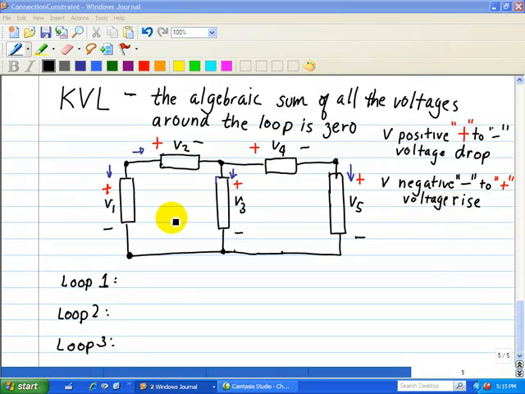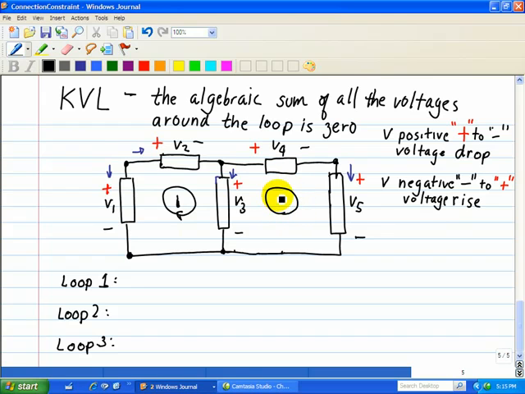Here is loop 1, I'm going to label it right here, and we're going to go through V1, V2, and V3. For loop 2, we're going to go through V3, V4, and V5. And then we have another loop, let me put it in blue, which is really the outside part of the circuit, and we'll call that loop 3. We'll see that loop 3 can be generated from loop 1 and loop 2, but this can be used to help verify that our calculations are correct.